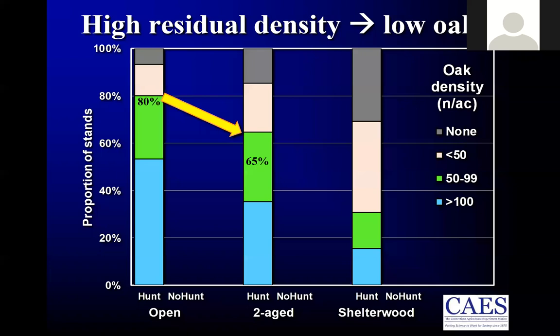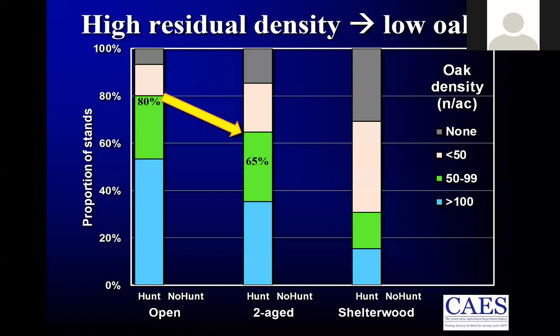The trouble is this has a real negative impact on your odds of having a stand which is going to have at least 50 oaks per acre out there that are free to grow. You're going from 80 to 65% by leaving those residual trees. And these are only stands that are less than 12 years after that last harvest. Some of the work coming out of West Virginia, where they originally described those two-age stands, they called them residual shelterwoods. After 20 years, it looks like there's even more of an impact of leaving those residual trees.